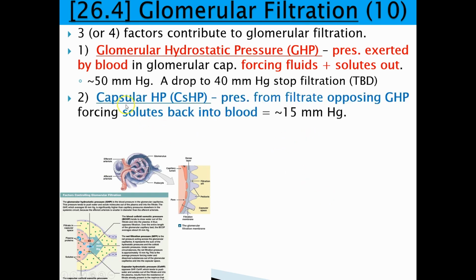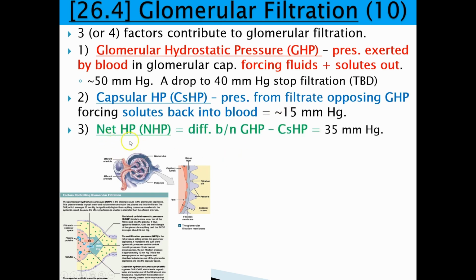Now notice you also have capsular hydrostatic pressure. Previously, we had interstitial hydrostatic pressure, and we said that really didn't amount to anything. But notice here, this is the opposite pressure. Down here there's the 50 millimeters of mercury. Here we have approximately 15. They're showing you this in this little yellow or gold arrow, showing that going back in. So there is a force that is pushing solutes back, and that comes out to about 15 millimeters of mercury.